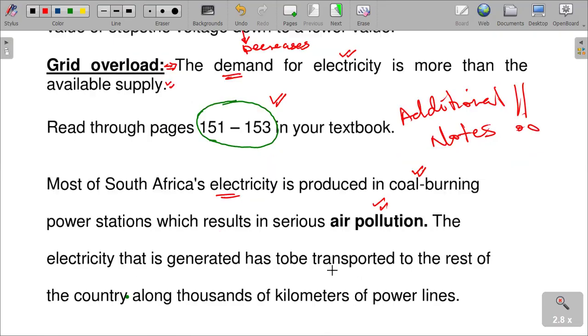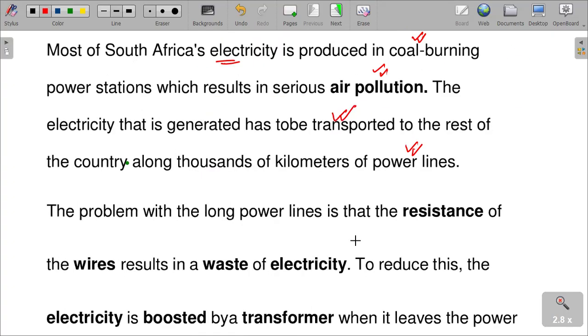The electricity that is generated has to be transported to the rest of the country along thousands of kilometres of power lines. When electricity is produced, it is shared across the country, around the provinces, through transmission, which is done by the power lines.